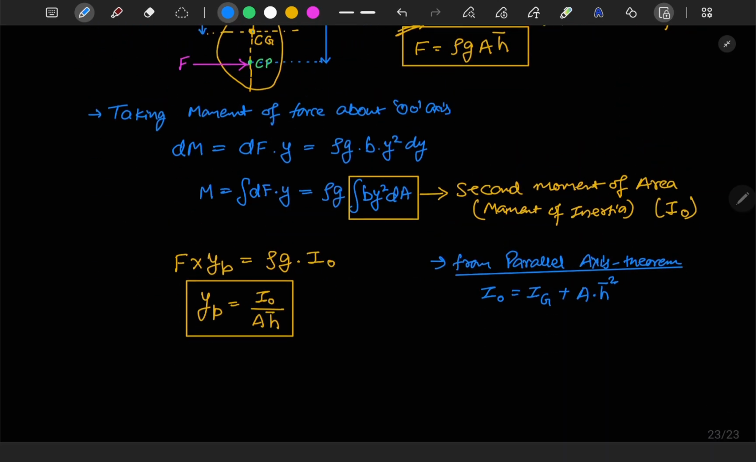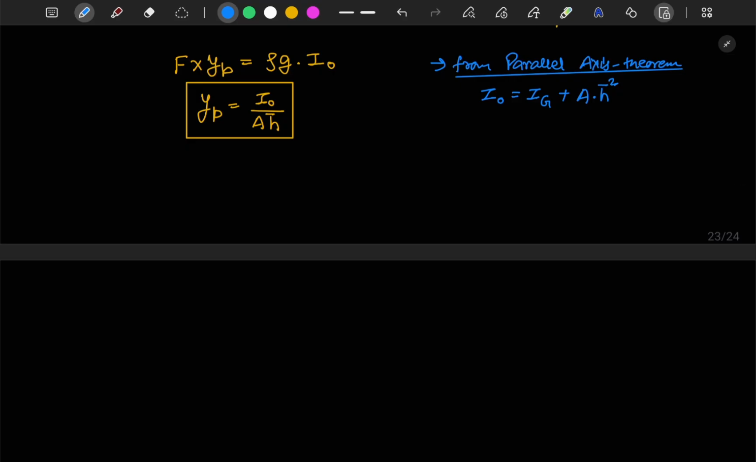So if I substitute the I node value here in the Yp equation, I will obtain Yp, that is the center of pressure location, sometimes also mentioned as Y star, equal to h bar. If I substitute the h bar square here, h bar square divided by A h bar is equal to h bar plus Ig divided by A h bar.